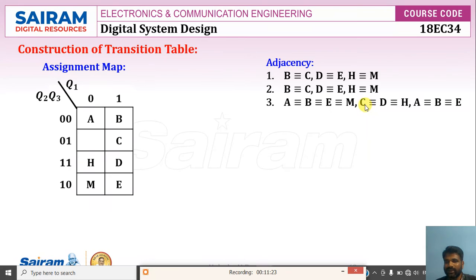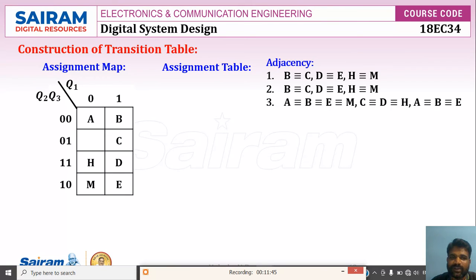And the second one, C, D, H should be adjacent. See, C is adjacent to D, adjacent to H. And similarly, A is adjacent to B, and it is adjacent to E. Okay? That is the adjacency of the third row. So we maintain all adjacency.